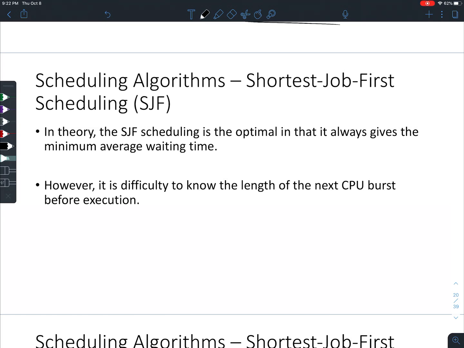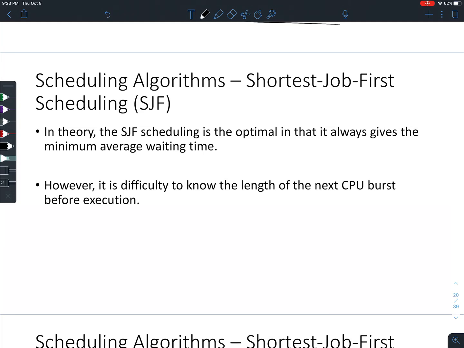So some of you may say that okay, let's just use this one because this is the optimal one. This is the best we can hope. But it's not going to be that easy. This is because in most cases, before we execute a process, we don't know how long it is going to take, right?